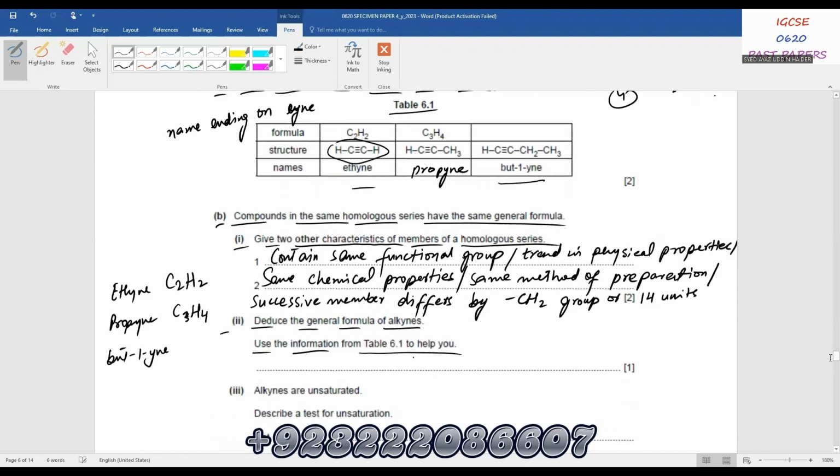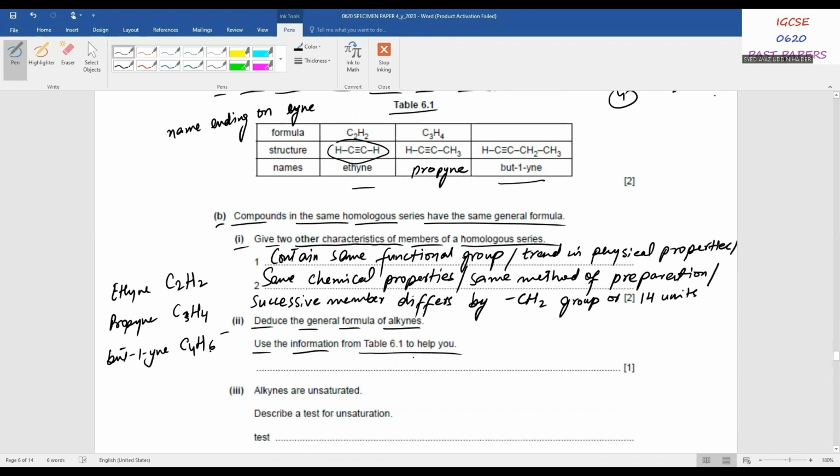Here's the formula. The third member is C4H6. Now, in each step, we know the general formula for alkane, which is CnH2n+2. This is alkane. And alkene is CnH2n. But you see, they are decreasing with each molecule. There's a decrease of 2 hydrogen atoms.